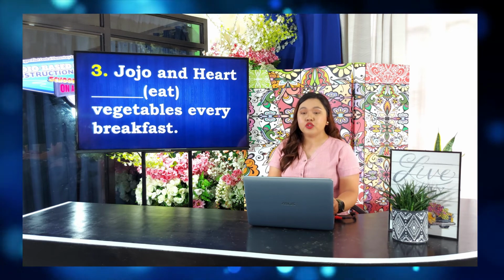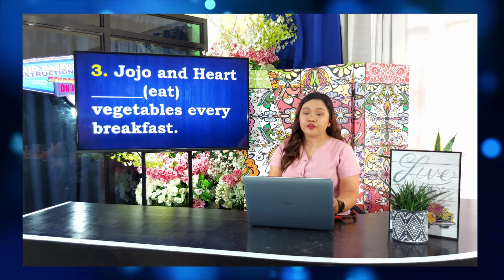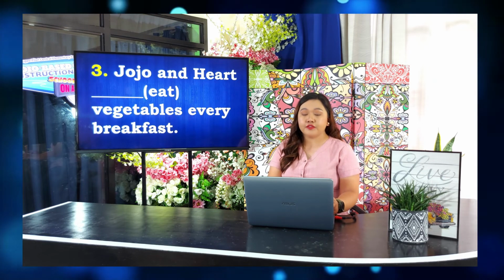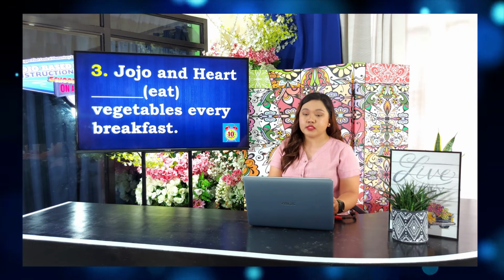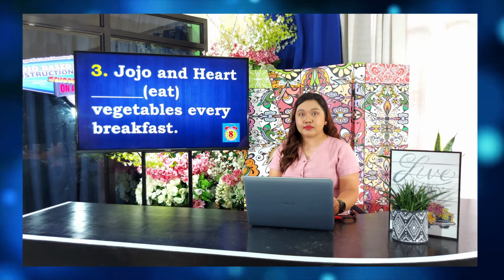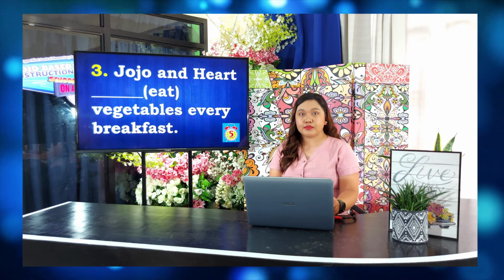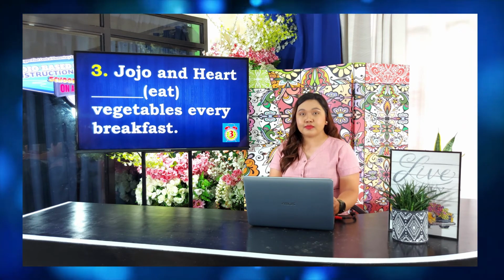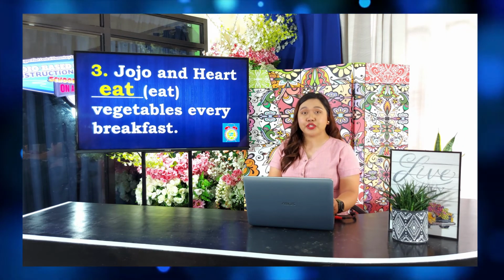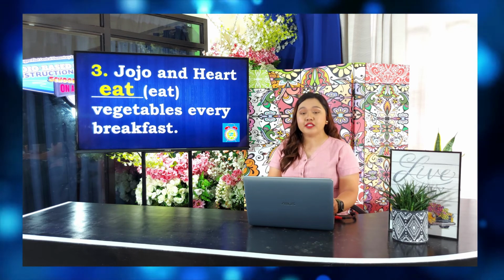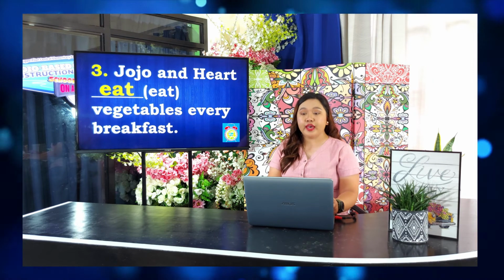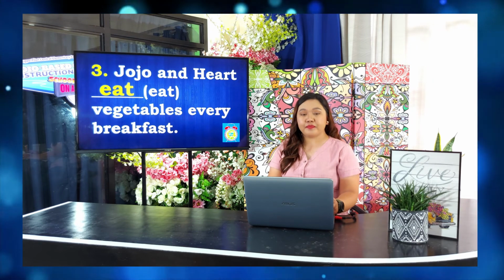Number 3. Jojo and Hart blank eat vegetables every breakfast. The correct answer is eat. Jojo and Hart eat vegetables every breakfast because the action happened in the present time.